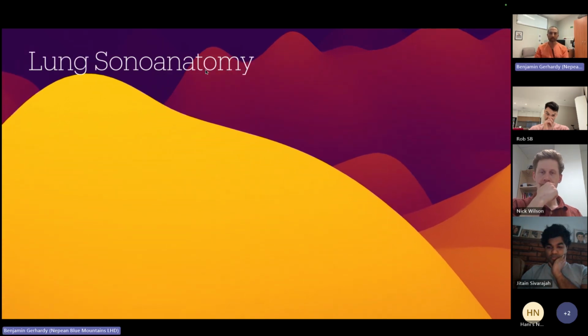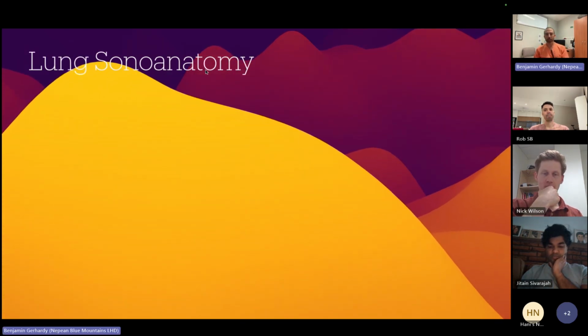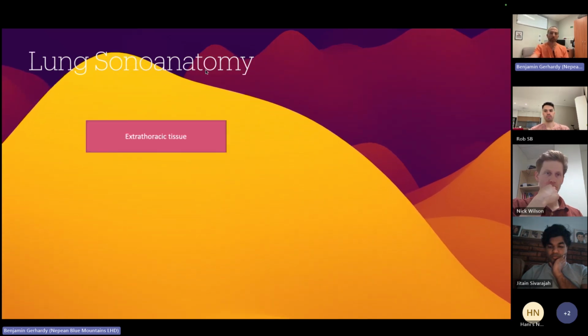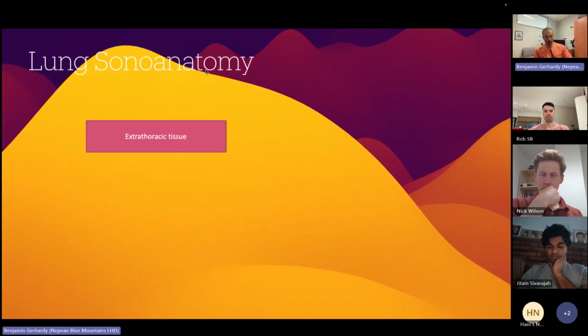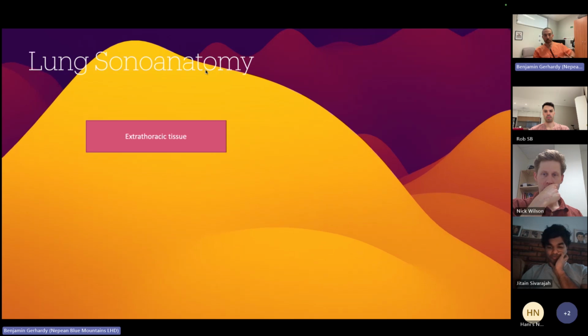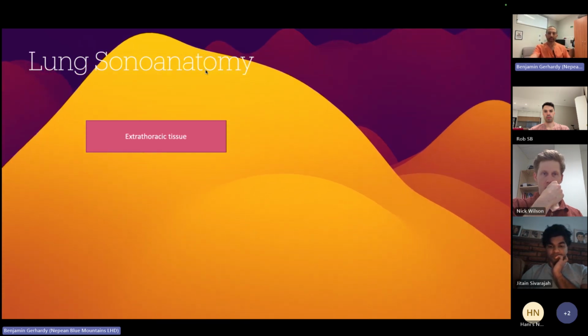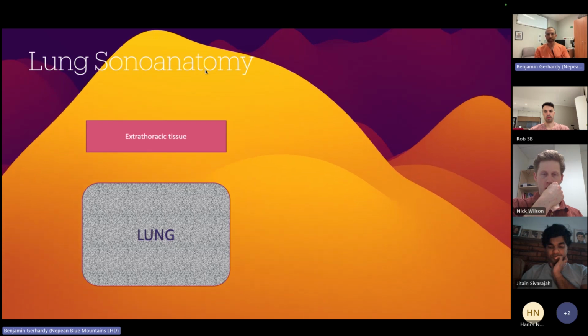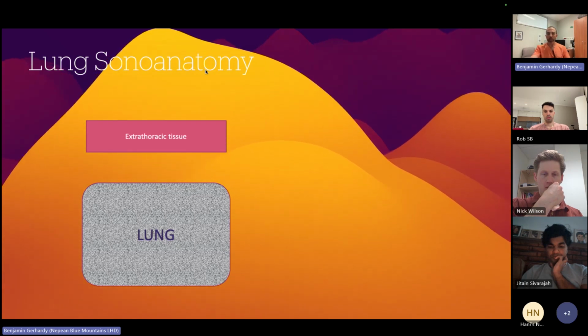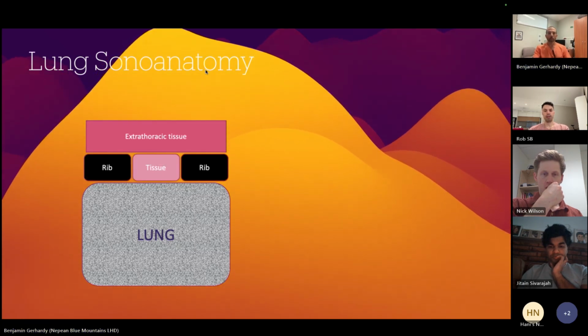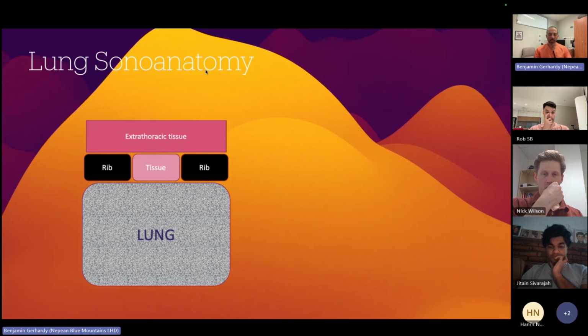I'm going to take half a minute just to talk about some of the anatomy and some of the components of the lung. If you think about someone's chest wall, you've got your extrathoracic tissue, so obviously skin, muscle, fat, that sort of thing. Then underneath that, you've got the lung. So lungs are big grey blocks, right? Grey box. You've got your ribs and tissue sitting in the middle of those two.